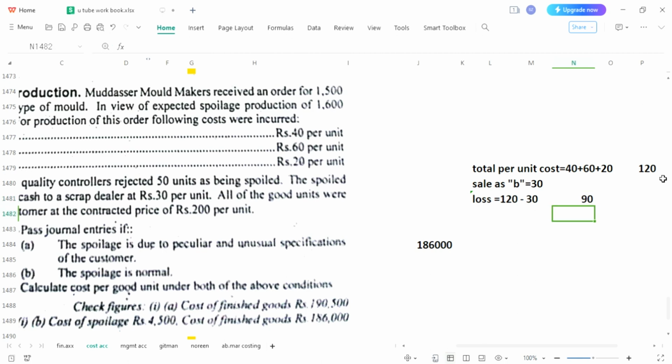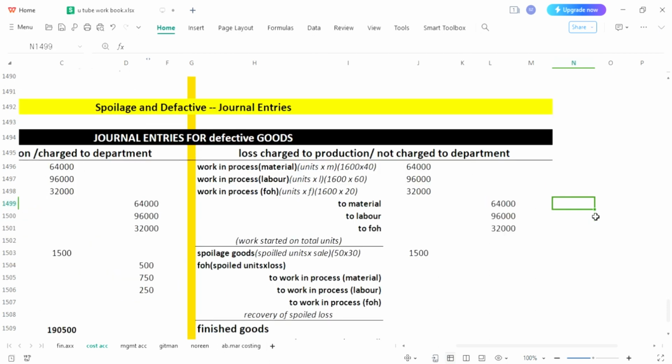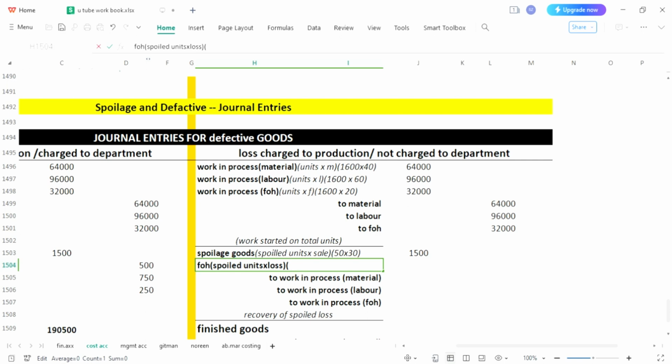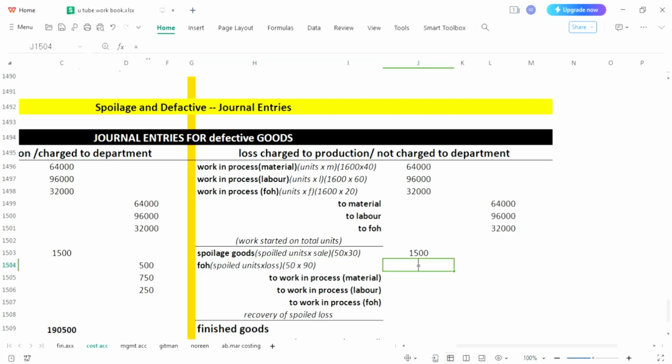Understood? Total cost was present over here: 40, 60, 20. Total was 120. You can sell it for rupees 30 only, as mentioned in the book. Out of 120, only 30 were recovered. 90 per unit was the loss. So here you can write it. Number of spoiled units were 50 and loss upon each unit was 90. In this way your loss is calculated, which is named as FH. Calculations completed. You can now put it on your calculator. 50 multiplied by 90.